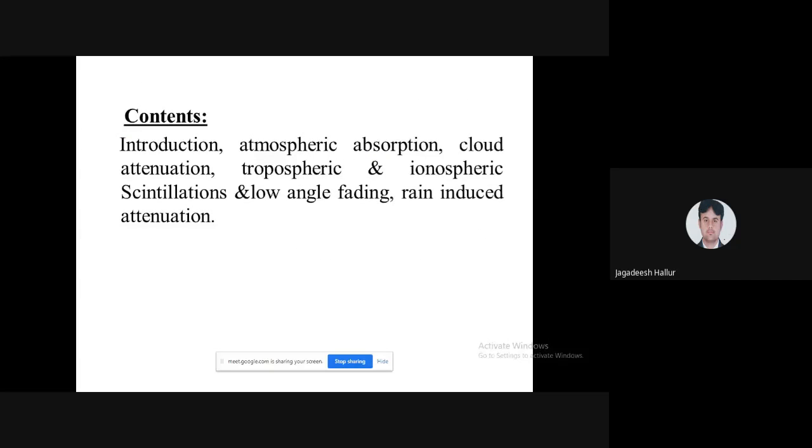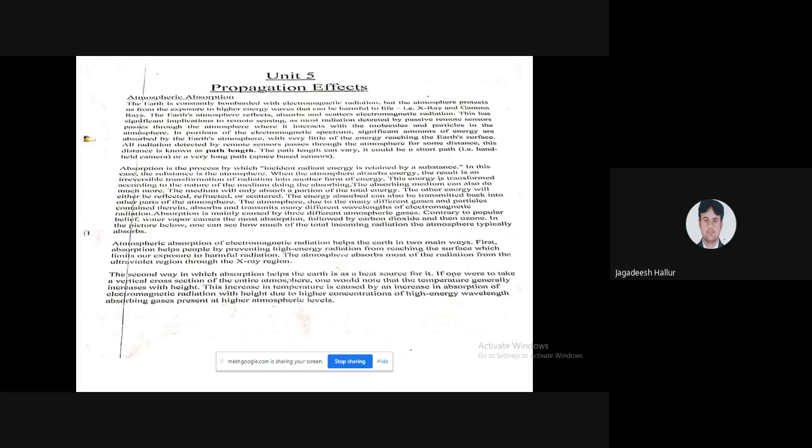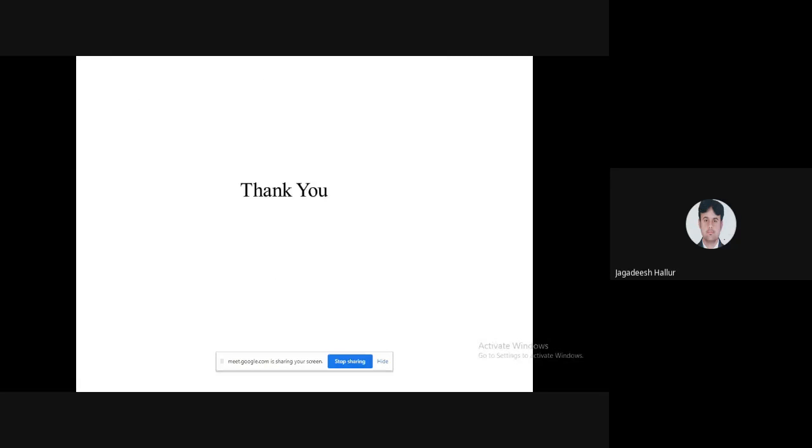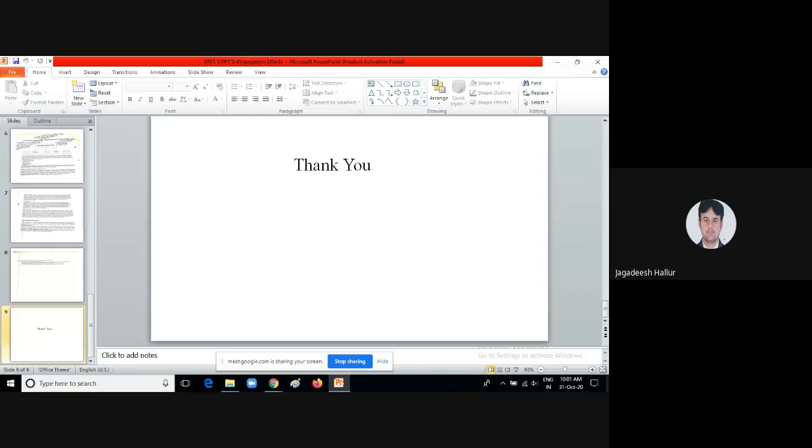So only five contents are present in this unit: atmospheric absorption, cloud attenuation, tropospheric and ionospheric scintillation and low angle fading, and last, rain induced attenuation. This is a new unit mentioned last year. We saw atmospheric absorption first, next cloud attenuation, next tropospheric and ionospheric scintillation and low angle fading, and next rain induced attenuation. Thank you. This completes unit number 5.